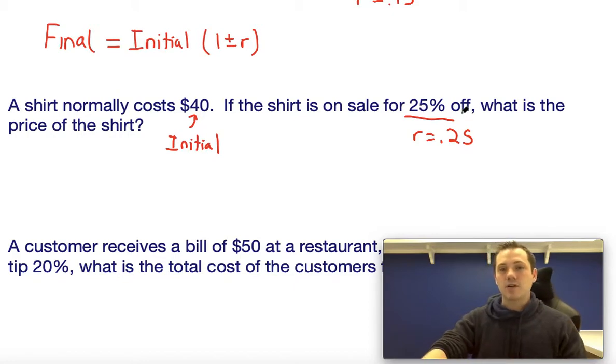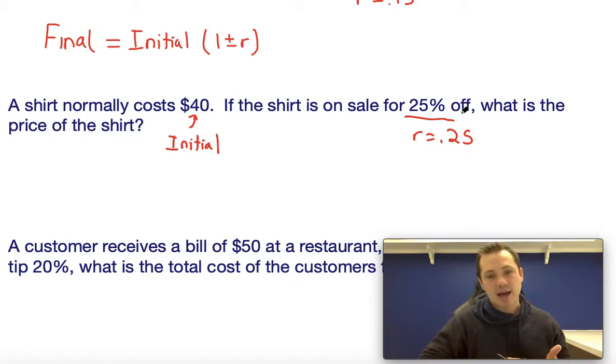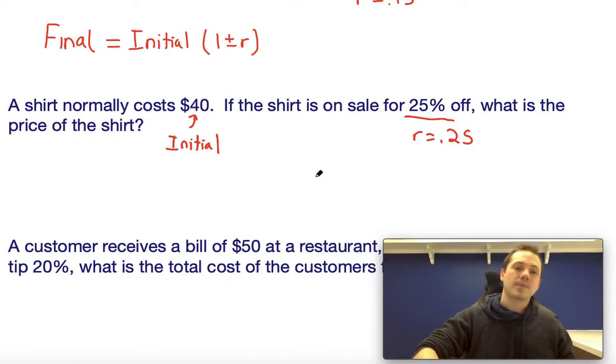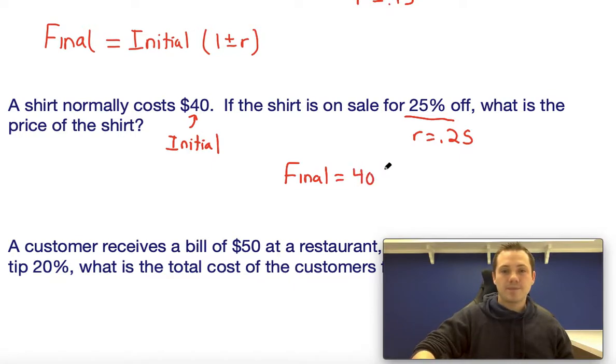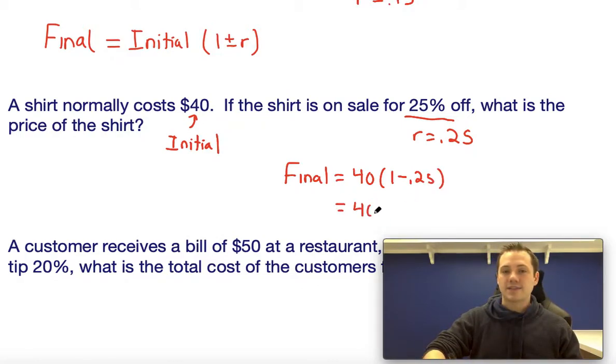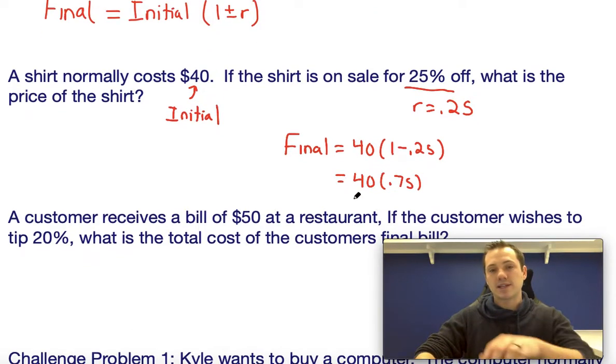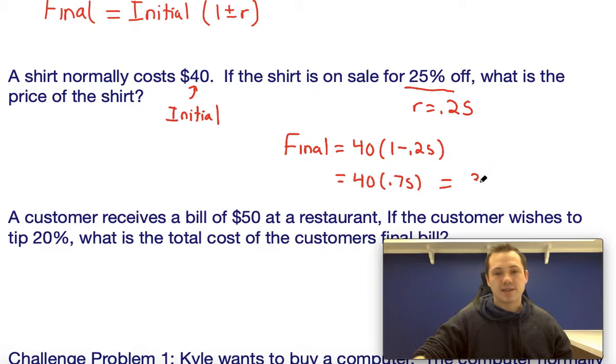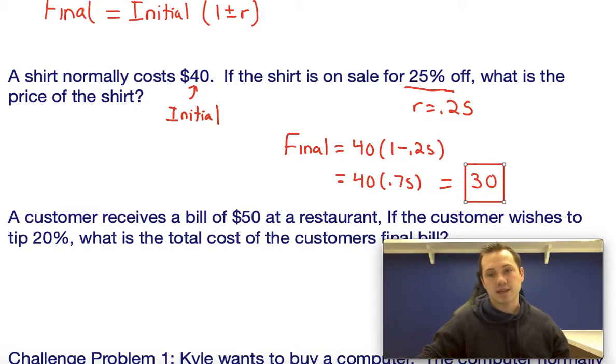And since it's on sale, we know that the price of the shirt is going to be going down, so we're going to use minus. So what we're going to do is set up the equation final is equal to 40 times 1 minus 0.25. Now, 1 minus 0.25 is just going to be 0.75. So we're going to have 40 times 0.75, which is just going to give us 30. So the shirt, after all of these discounts have been applied, is just going to be $30.